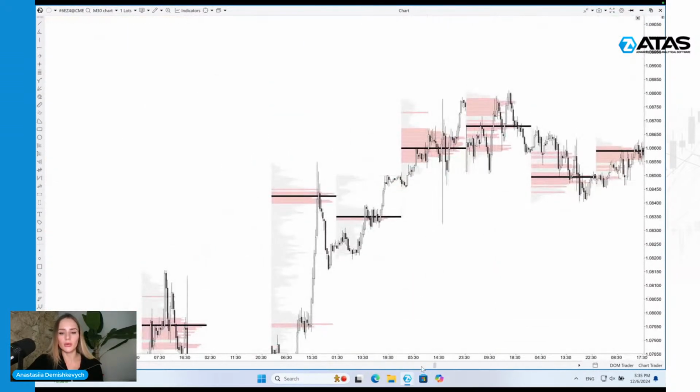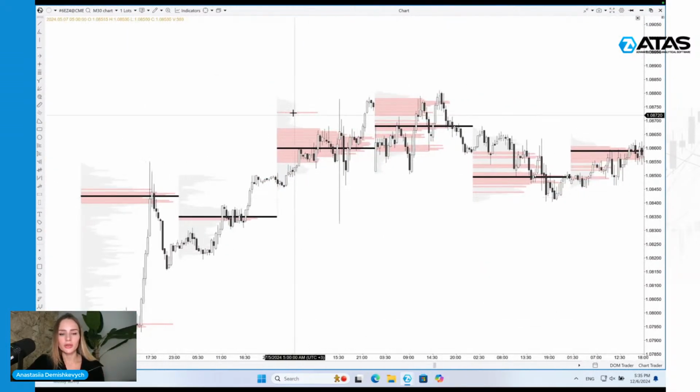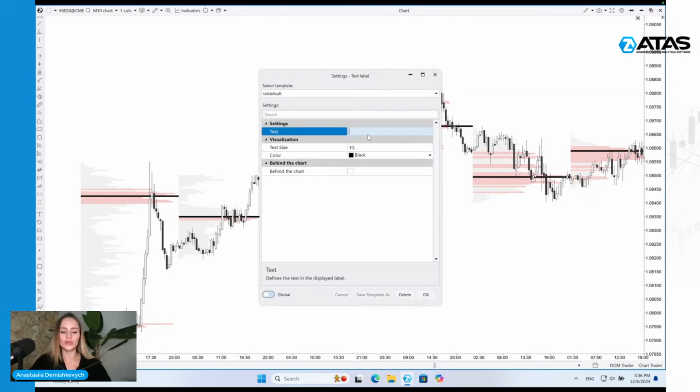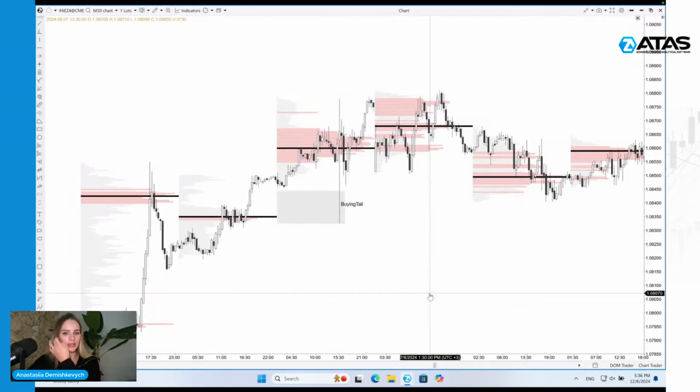So here we go. Right here, as we can see, the whole volume was accumulated above, and then when the price created the low, there was barely any volume, although the wick was significant, right? So we see that the price reached this low, created the new low, but there was barely any volume. And this, in contrast to the previous example, is called the buying tail. So this is actually the buying tail.